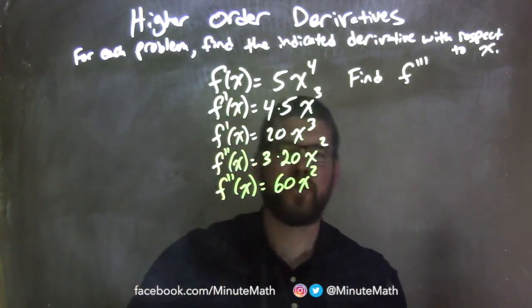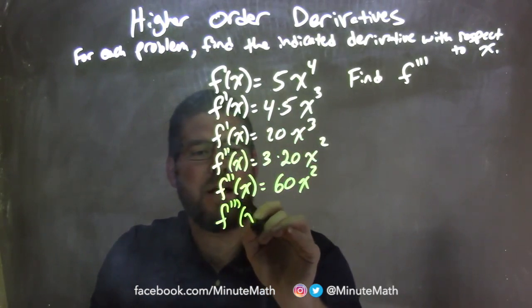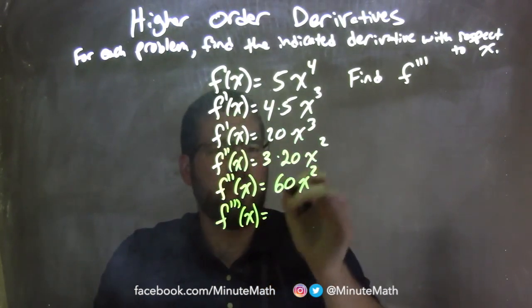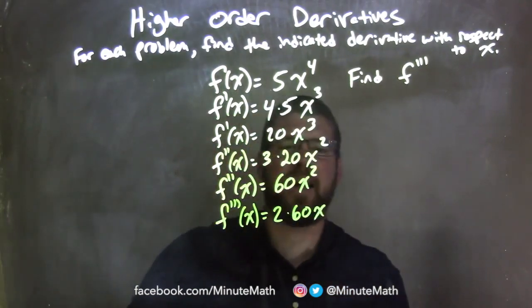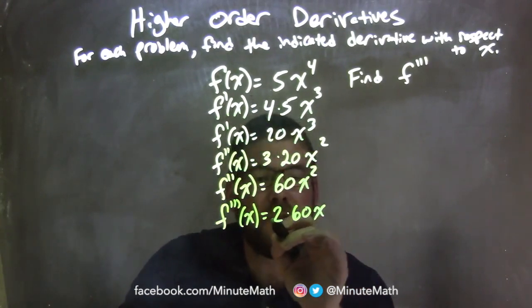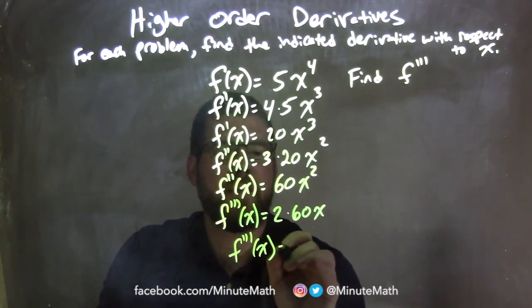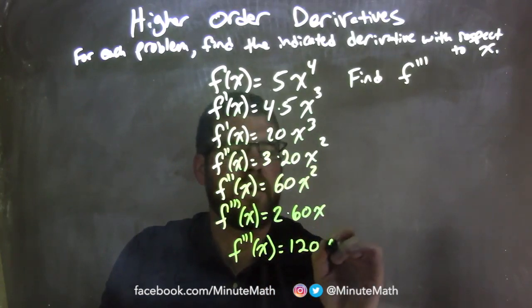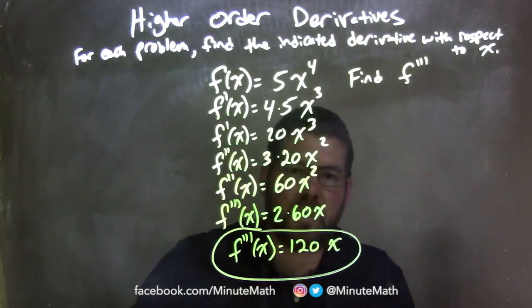Lastly, we have one more derivative to do. We have f triple prime of x. 2 comes down, we're going to use the power rule again, 2 times 60, and just leave it as x, going right to the first power. Hopefully you can do that now. So it's just 2 times 60x, and 2 times 60 is 120. And so our answer is f triple prime of x is equal to 120x.